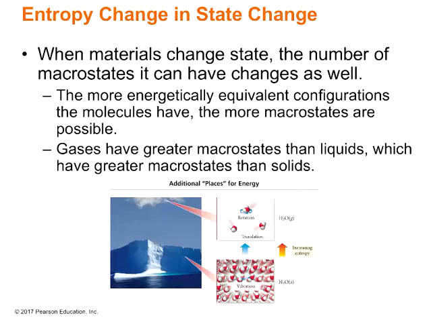All right, so let's talk about entropy change that occurs if we have a state change. So for instance, if we go from a gas to a liquid or a liquid to a solid or vice versa. When materials change state, the number of macrostates it can have changes as well. The more energetically equivalent arrangements or configurations that the molecules can have, the more macrostates that are possible. Remember, back to our book analogy, the more books we have on our bookshelf, the more ways that we can arrange our books. And so we would have more entropy. And this is true as well if we change states.